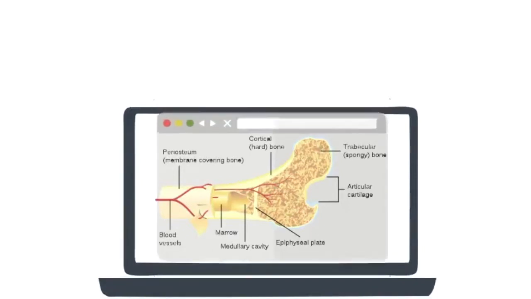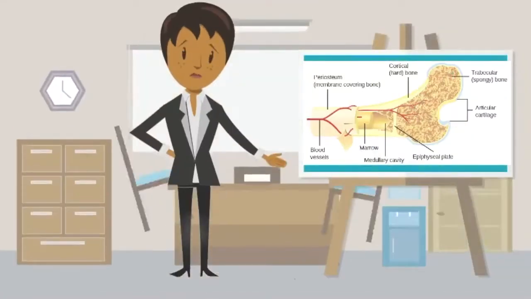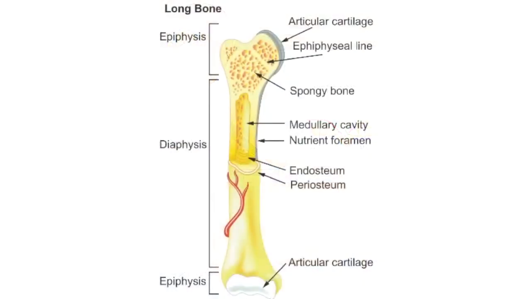Now we will be moving on to the anatomy of the long bone. It may look confusing at first, but hang in there, I'll be explaining it to you. The epiphysis is the top and the bottom of the long bone. The diaphysis is the majority of the middle in the long bone. All of these are made up of articular cartilage, medullary cavity, and periosteum.